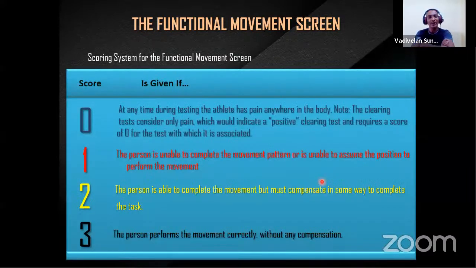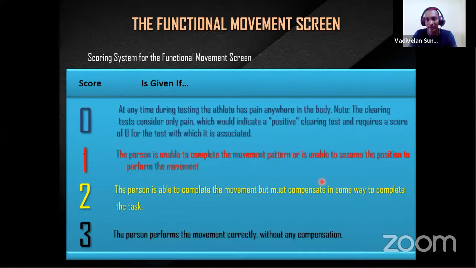So how is the scoring system? We have a ordinal scoring system. The score is 0 if the athlete says in any of these seven tests, I'm not able to do it because of pain. So we will give a 0. The person is unable to complete the movement pattern.